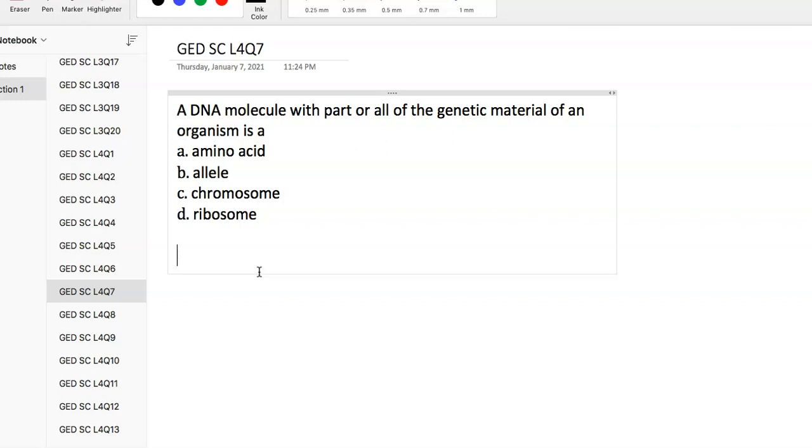Question 7. A DNA molecule with part or all of the genetic material of an organism is a chromosome. Okay, so making sure that we can connect those two together. So a chromosome is a molecule with part or all of the genetic material of an organism. Chromosomes are visible under a microscope only during cell division.